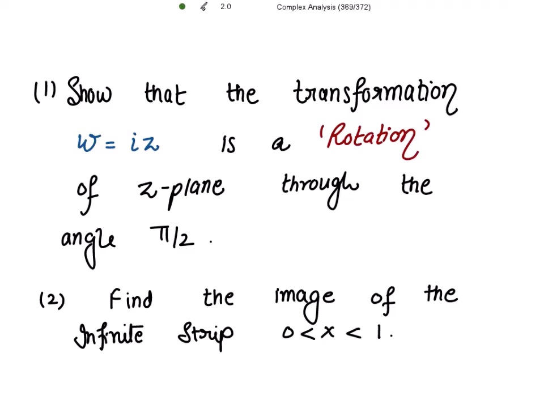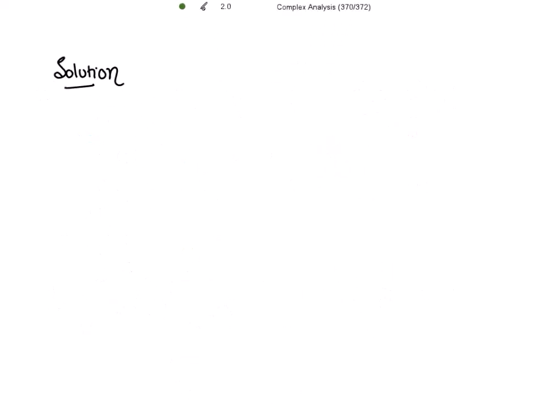Show that the transformation W equal to iota z is a rotation of the z plane through the angle pi by 2. And also we need to find the image of the infinite strip x strictly greater than 0 and strictly less than 1. What image would we get from the strip? So let's start with the solution.